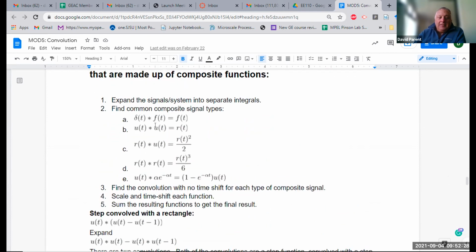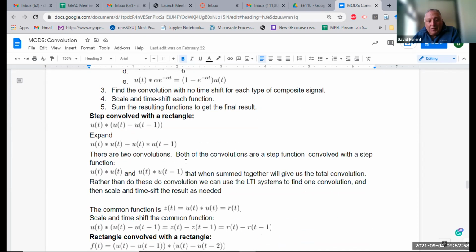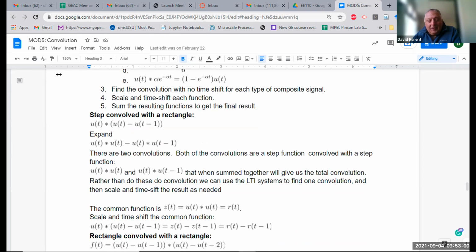All right. So what I was trying to say is there are certain convolutions: delta with anything, step with step, ramp with step, ramp with ramp, and step with this. Sometimes people will leave off the u(t) here because when you convolve it, you're going to get that. These are the basic ones. The answers are kind of already there. But to go to the rectangle example, let me just zoom in some more.